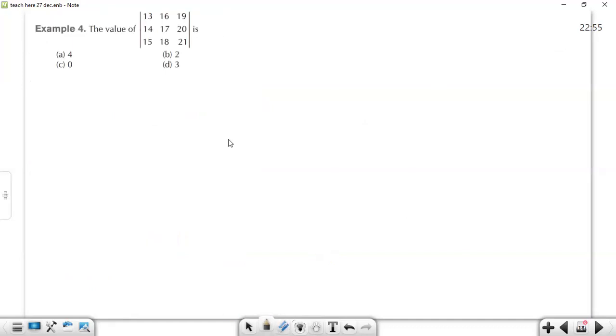Let's solve this example. In this example, we can see there's a pattern: 13 minus 14, 1; 16 minus 17, 1; 19 minus 20, 1. And the difference here is also 1. So why not simplify the numbers, because if we solve this determinant right now, we have to do big multiplications like 17 into 21, 18 into 20, 19 into 17. Instead of that, let's make it simple. We'll apply an operation on row number 3.